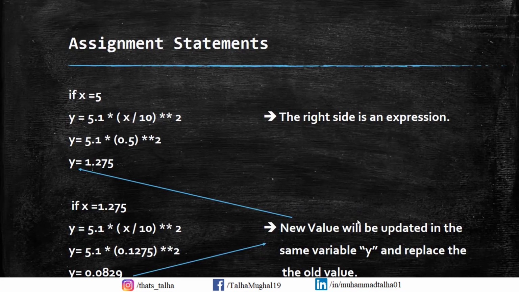Now let's suppose these two operations are written in the same program. In the first case, y has the result of 1.275, but in the second case, y has the result of 0.0829, which can also be referred to as the new value. This new value will be updated in the same variable y, and it will replace the old value, which is 1.275, because y is a variable and variables are the words which can change their value. Remember, everything on the right hand side of the equals is an expression.